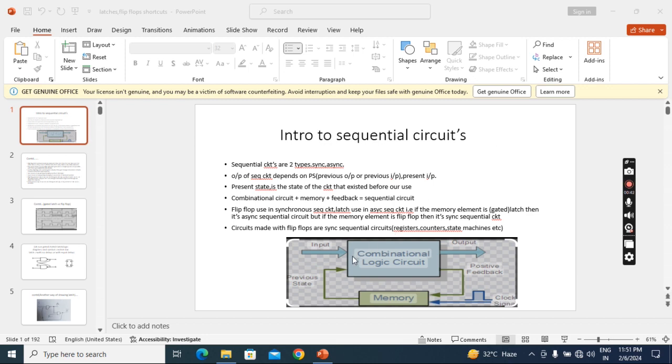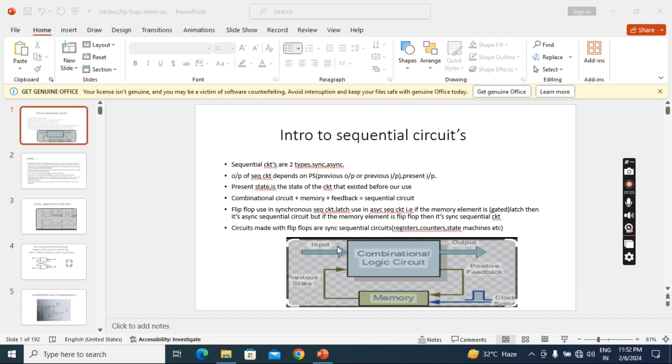so here we can see the equivalent circuit, or block diagram, of a sequential circuit. It contains a combinational circuit plus memory elements with feedback. So a combinational circuit plus memory with feedback becomes a sequential circuit. Suppose this memory element is a latch, that is, a gated latch, then this sequential circuit becomes an asynchronous sequential circuit. If this memory element is a flip-flop, then this sequential circuit becomes a synchronous sequential circuit.